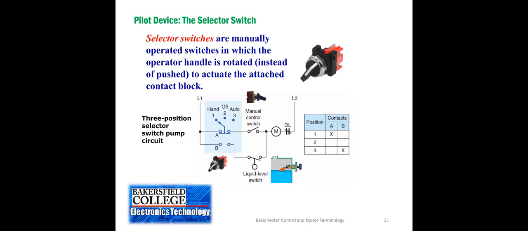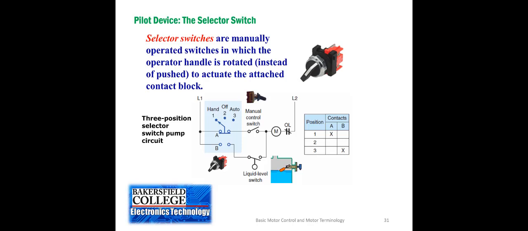And oftentimes, you won't have that opportunity to lock out a selector switch. In fact, selector switches are really discouraged from being used as lockout points. One thing you'll see with a selector switch is that they will put a table next to there to show which position has which contacts connected.